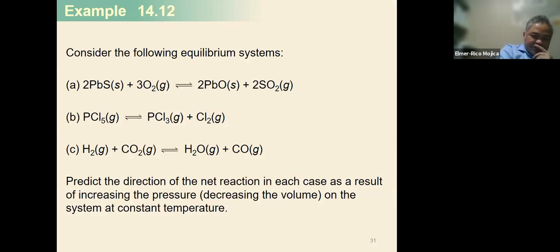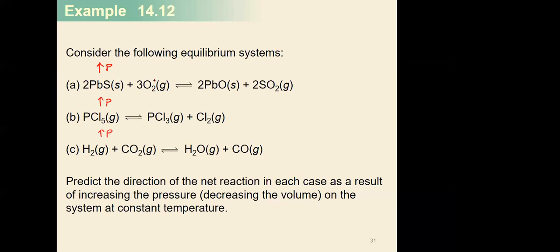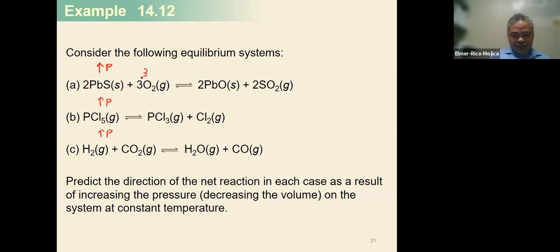And I have some things here. It says, predict the direction of the net reaction in this case as a result of increasing the pressure. So forward, backward? First reaction: the forward reaction. So if you have only 3 here, you don't include this, and you only have 2 here, you don't include this. So the forward reaction is favored.